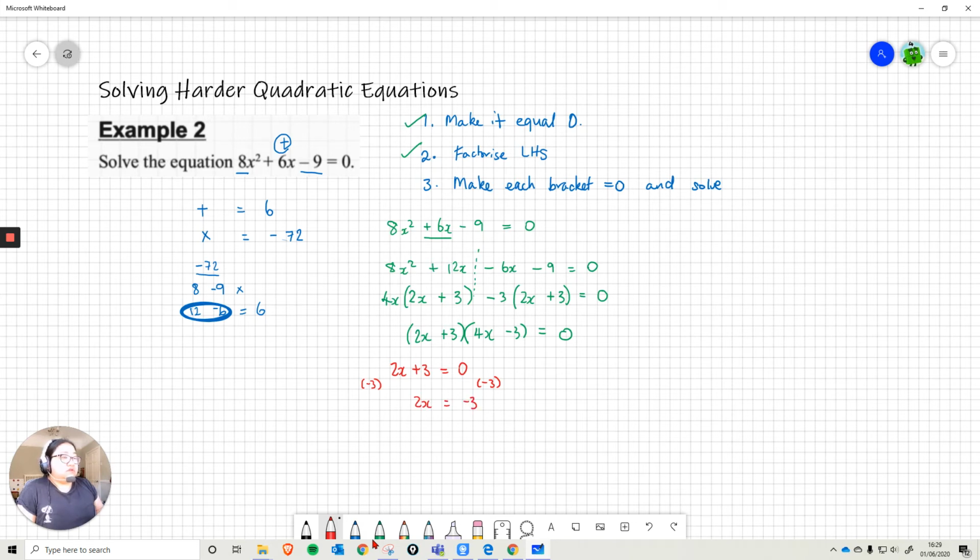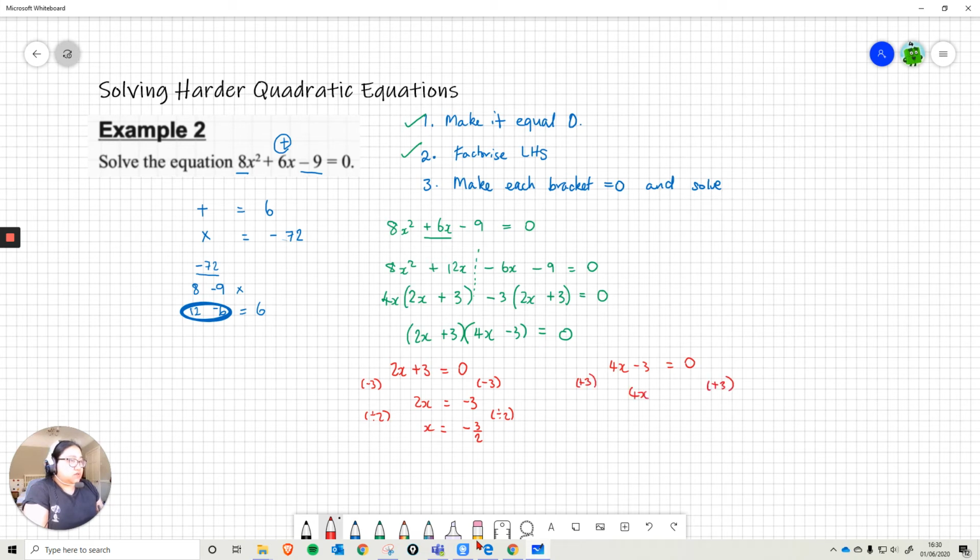And then I want to get rid of this 2. This is 2 times x, so its inverse is divide by 2. So I'm going to divide by 2 on both sides. So x is equal to negative 3 over 2, or negative 1.5 if you wish to write it that way. So that's the first bracket. And then I'm going to do the same to the second bracket. 4x minus 3 equals 0. I'm going to solve this equation, so I'm going to get rid of this negative 3 by adding 3 to both sides.